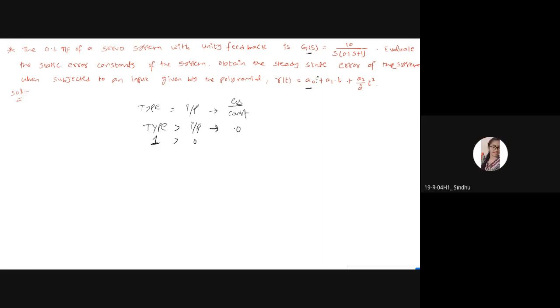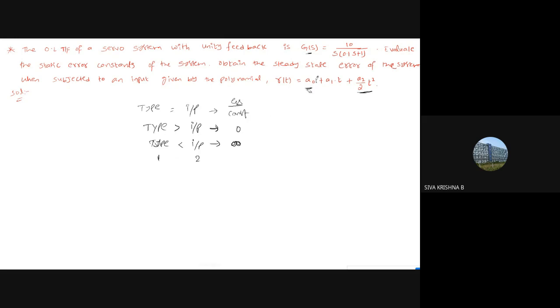0. Similarly for the third term, the type is 1 and the input has type 2. So the type is less than the input, and less than means the ESS is infinity.